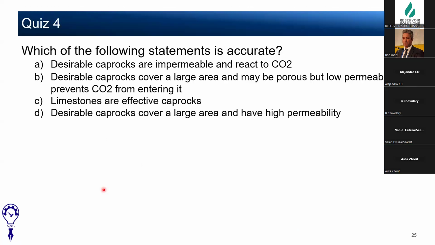So, question and quiz. Which of the following is true of desirable cap rocks? A. Desirable cap rocks are permeable and act to store CO2. B. Desirable cap rocks cover a large area and may be porous but low permeability prevents CO2 from entering it. C. Limestones are effective cap rocks. D. Desirable cap rocks cover a large area and have high permeability. Please answer in the chat box.